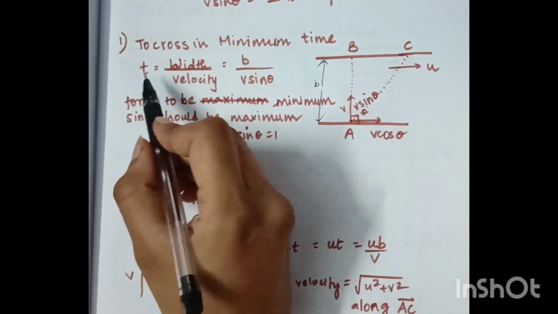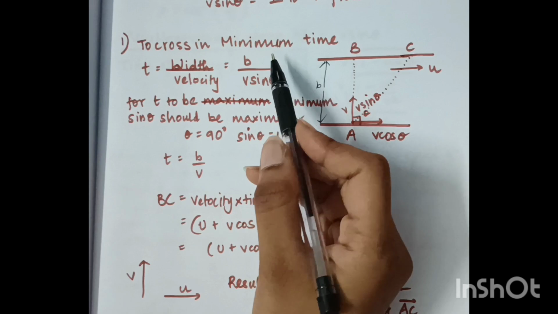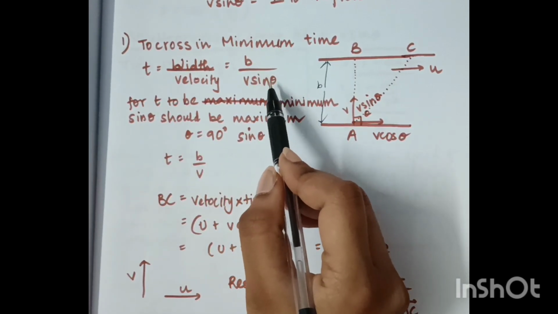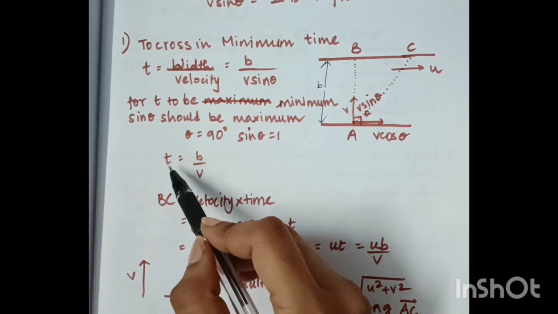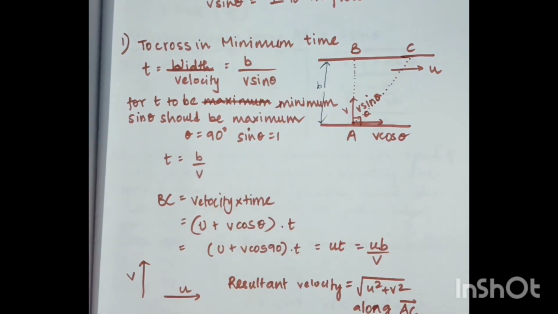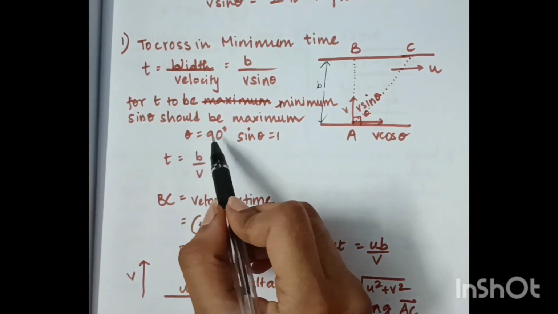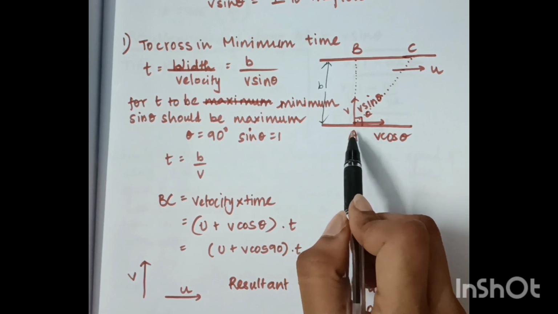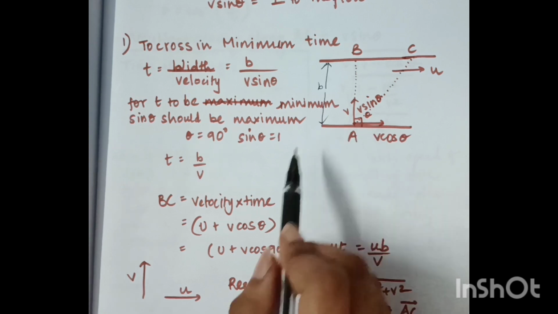We want t to be minimum because he wants to cross in minimum time, so for t to be minimum, sin theta should be maximum. So if sin theta should be maximum, then theta should be equal to 90 degrees. So t is equal to b by v, since sin theta is 1. Now, from this we can see theta equals 90 degrees. That is what I told initially. He should make his direction perpendicular to the flow.